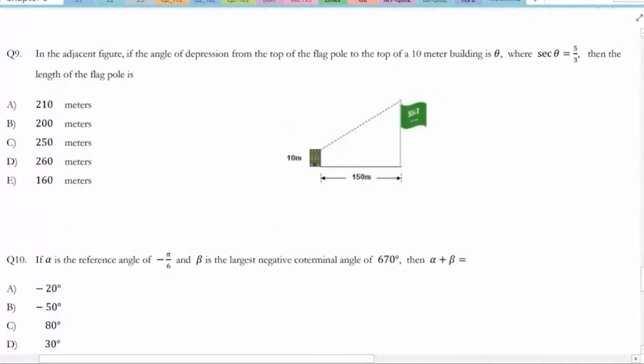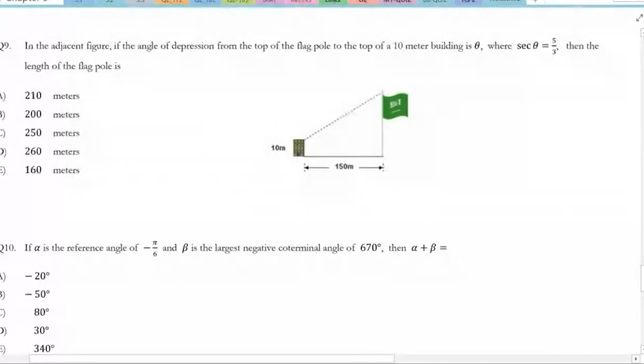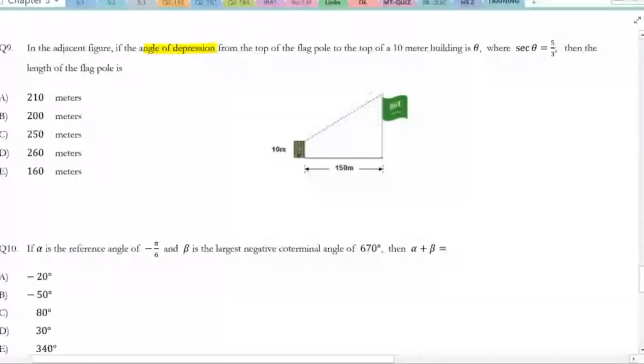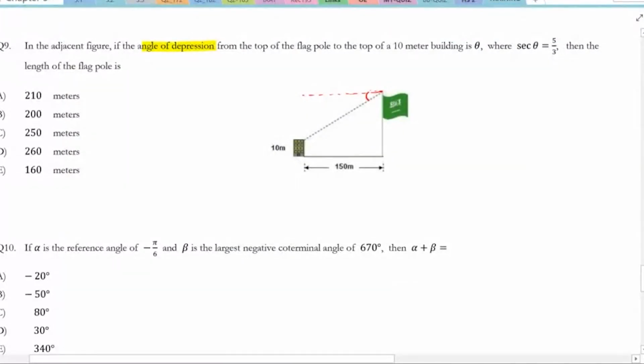Okay, we have here, the question says, in the adjacent figure, if the angle of depression, we know what is the angle of depression, right? Angle of elevation is the angle for looking up, and the angle of depression is the angle for looking down. If the angle of depression from the top of a flagpole to the top of a 10-meter building is theta. So we are talking about the angle here. Let me draw a horizontal line, gentlemen. So the angle here is theta, the angle for looking down. That is the angle of depression.